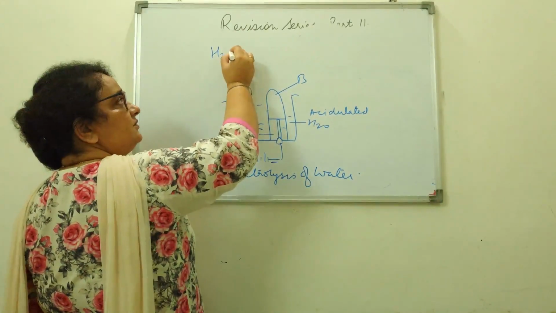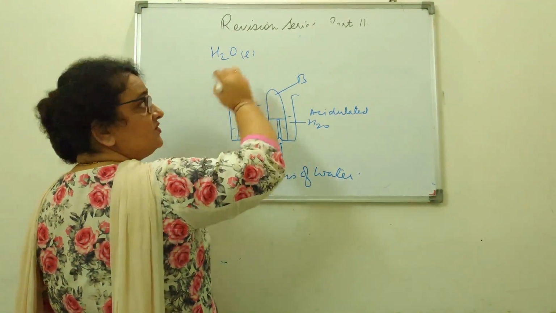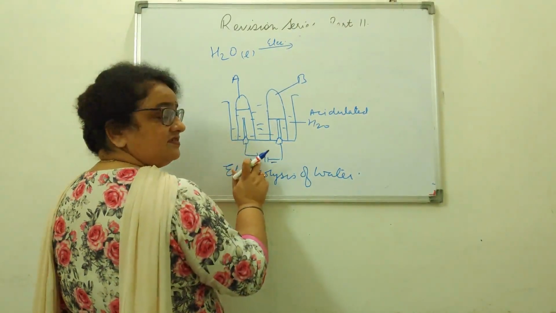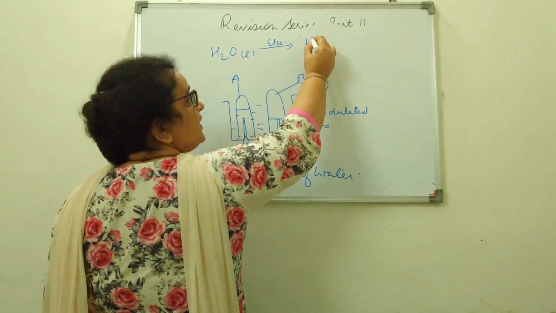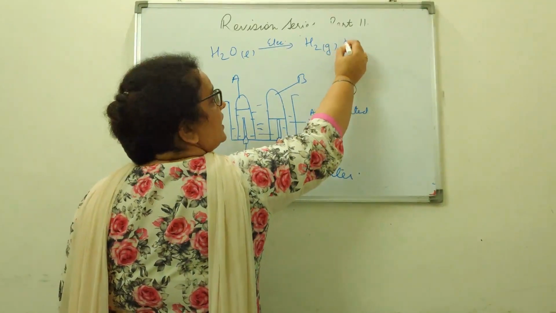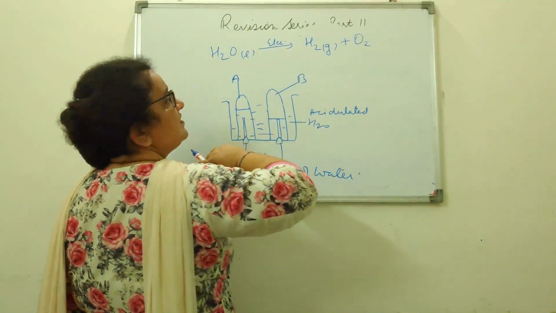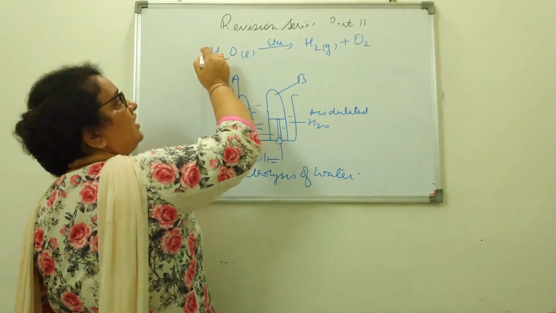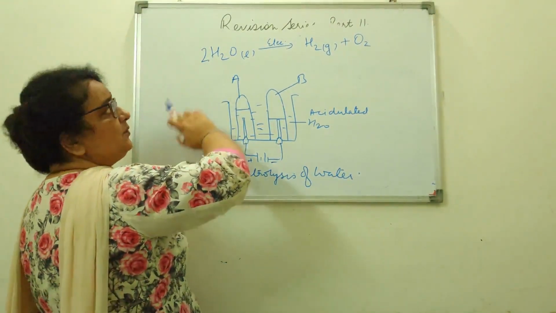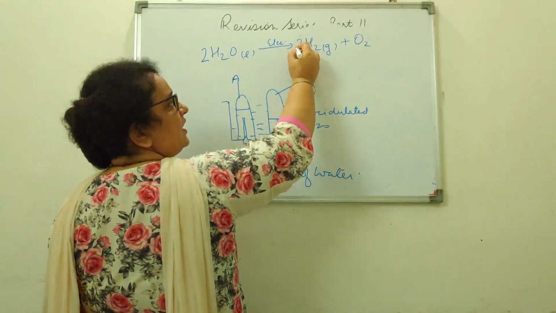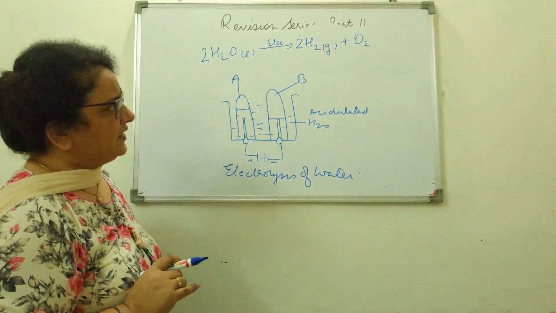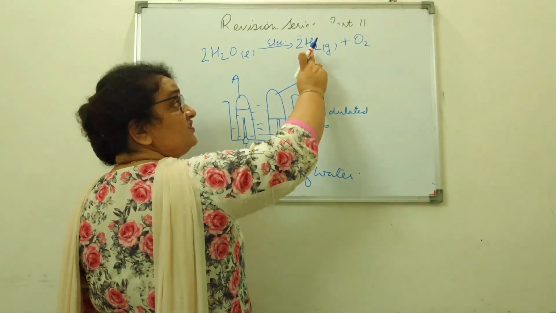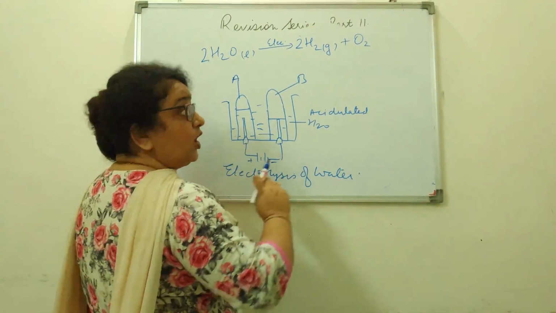So water, it's liquid, electricity is passed through it, this diagram indicates, you get hydrogen gas and you get oxygen gas. Balance this equation, oxygen 2, here we have to multiply by 2, it becomes 4 hydrogen atoms, here also 2. Now what do we get? 2 gases. Now which is A and which is B?